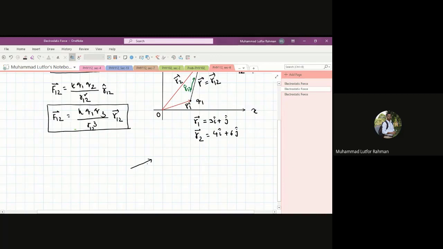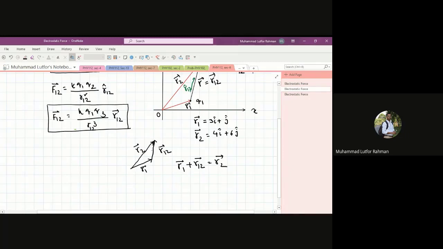One vector is R1, right? And this second vector, which is basically R12, is a head to tail connection. And this is the third vector, which is R2. If that's the case, then I can write R1 plus R12 must be equal to R2, right? I'm using the vector triangle law, which is a very important law.